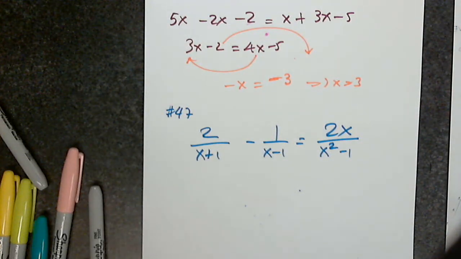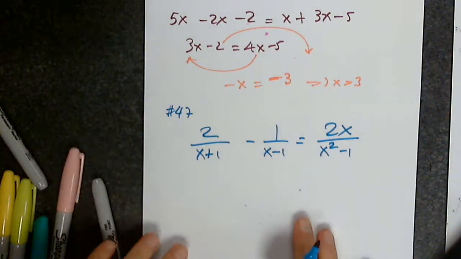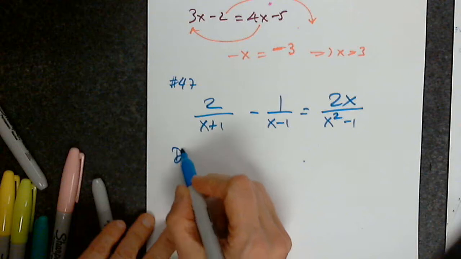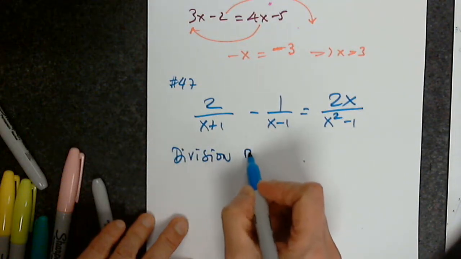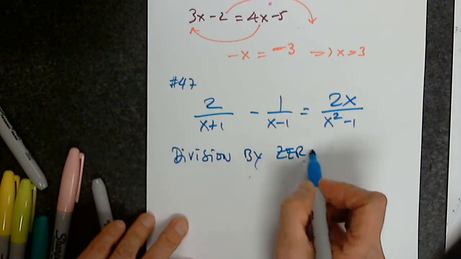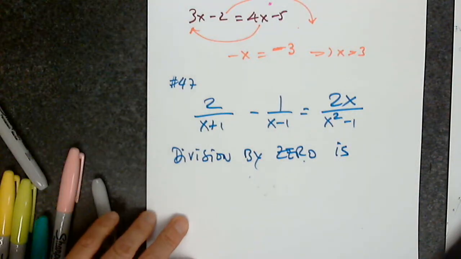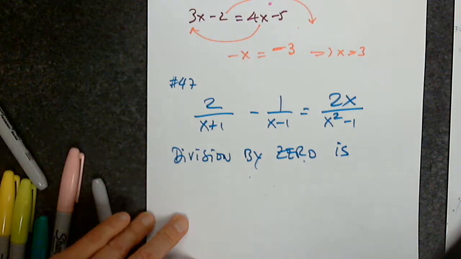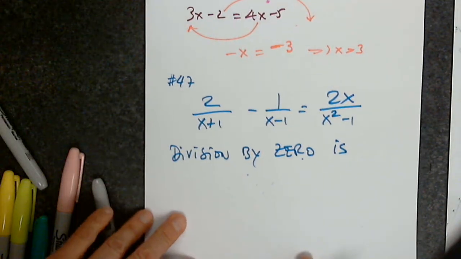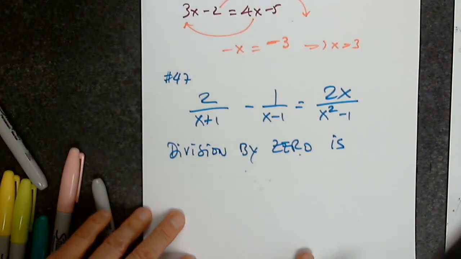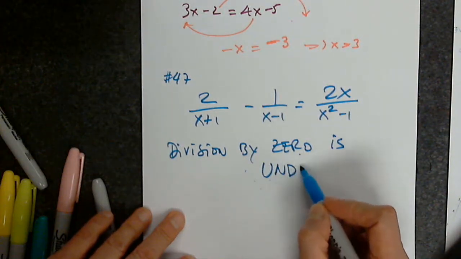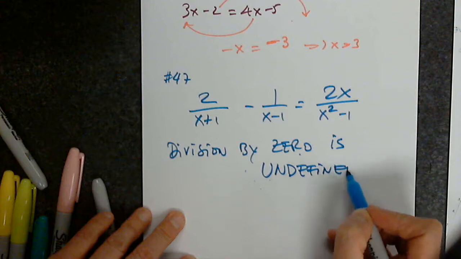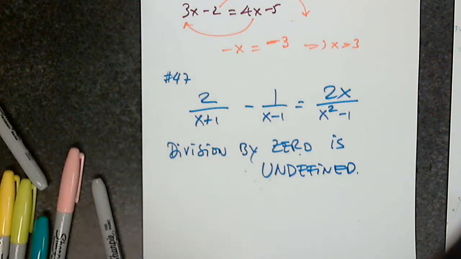Have 0 where? At the bottom. Exactly, so 0 in the denominator. So division by 0 is, yes, impossible, but we like a fancy word. But you're right, that's what it is. It is undefined. It means it does not exist.